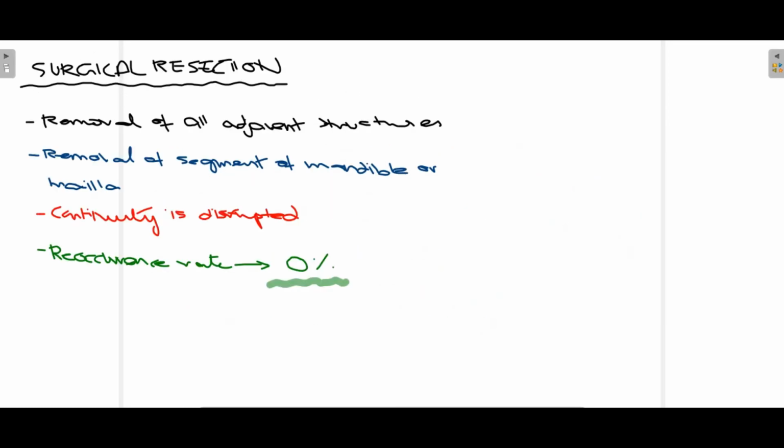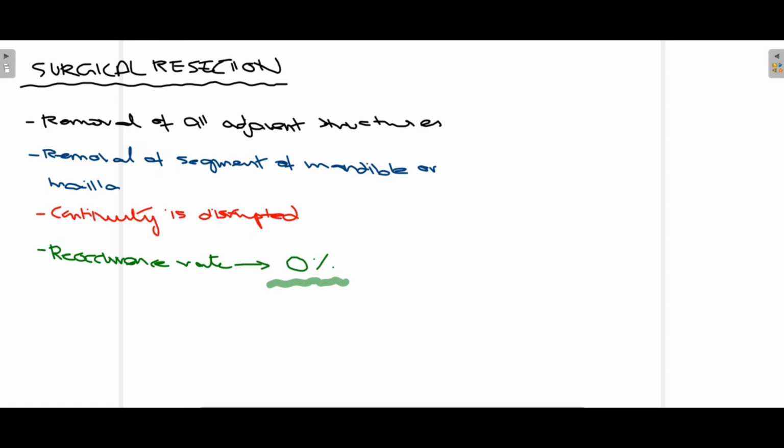Now, firstly, talking about surgical resection. In surgical resection, removal of all adjacent structures of where the cyst is present is performed. Either it can be in the maxilla or it can be in the mandible. There is removal of the segment of mandible or maxilla where the cyst is actually present. And when you do so, the continuity is disrupted because you take out the entire bone which was present in the cyst cavity in mandible or maxilla.